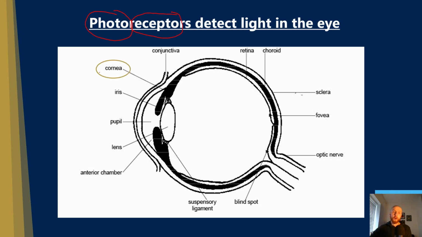And you need to know about the cornea. You need to know about the iris, the pupil, the lens, the retina, the fovea, and the optic nerve.